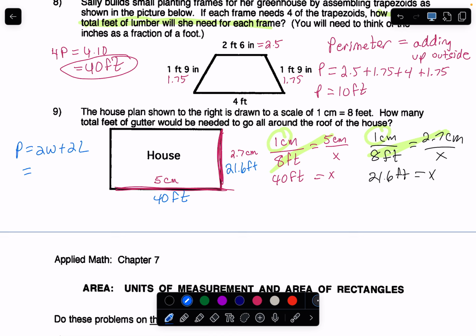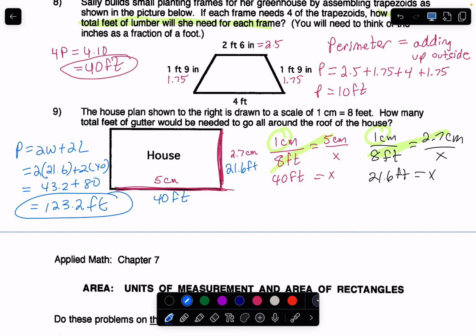But if we do the formula, it's a little bit of a shortcut. We have to do 2 times 21.6, which is 43.2. We have to do 2 times 40. That one's easy to do. That's 80. And then we just add them up. So it's 123.2. What are our units? We switched the centimeters to feet. So make sure you put the feet.